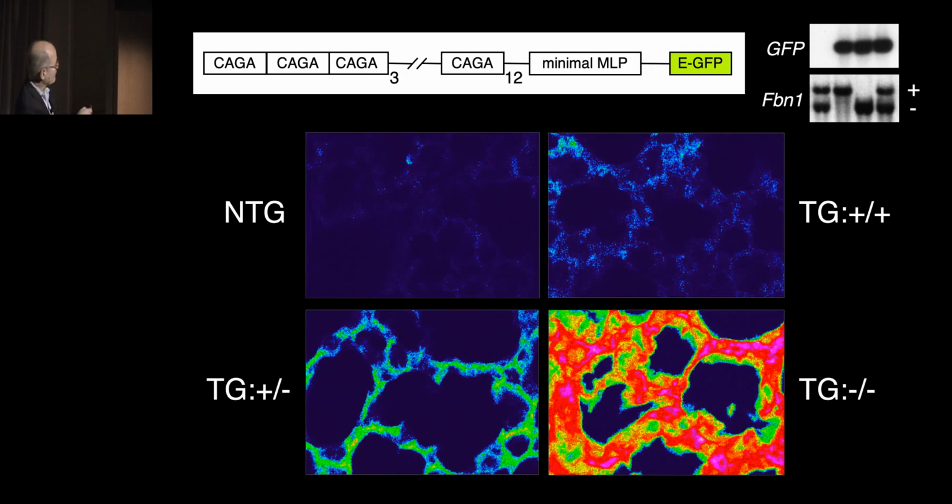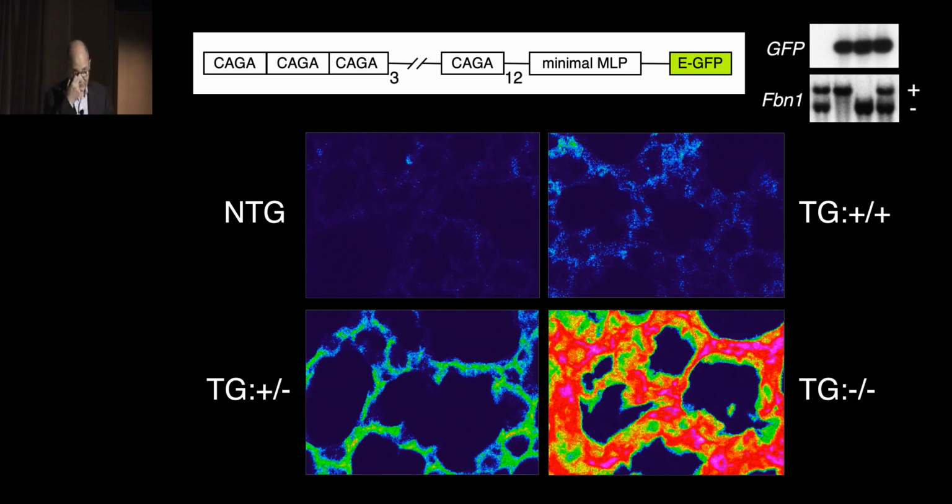So this represents autofluorescence of the tissues. If you introduce the reporter allele and have 2 normal copies of the fibrillin-1 gene, you see this level of physiologic TGF-beta signaling. If you disrupt one fibrillin-1 allele, you see a 4-fold increase. And if you disrupt both fibrillin-1 alleles, you see a 40-fold increase.